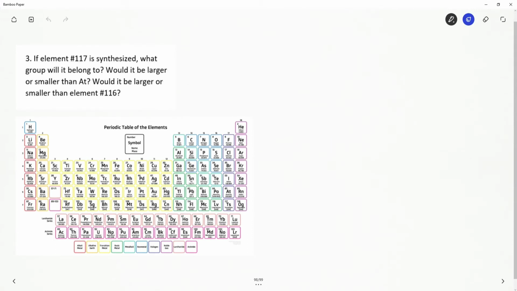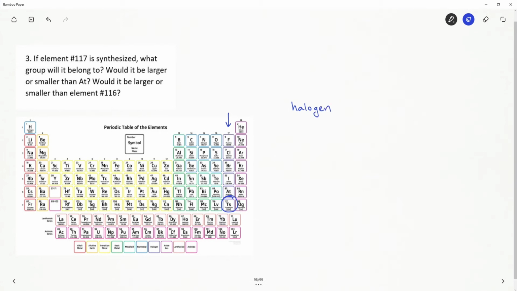Last problem. This asks us about an element that has not yet been synthesized, element number 117. Now, my periodic table actually gives it a name, but your periodic table might not give it a name because it has yet to be synthesized in the lab. So the question asks, what group will it belong to? Well, I see it's in group number 17. We call that the halogen.